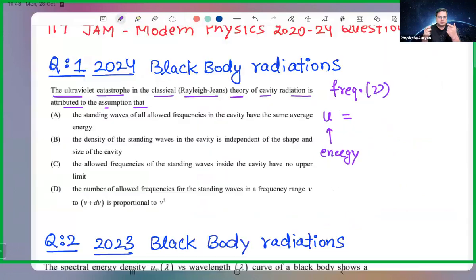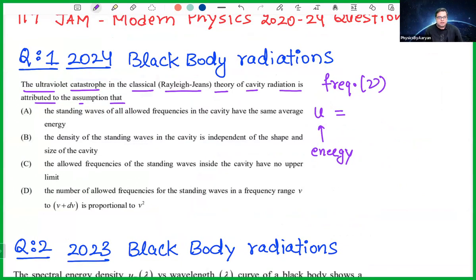So now let's come to our question and try to understand. Why does the ultraviolet catastrophe happen? So let's read the statement. The standing waves of all the allowed frequencies in the cavity have the same average energy. Yes, that is the reason. So this is the true answer. It happens because there is an assumption that all the frequencies will have the same average energy, which is not true. That is why the ultraviolet catastrophe happens. And option A is correct in this case. Okay? So please ask me any doubt you have in this concept.